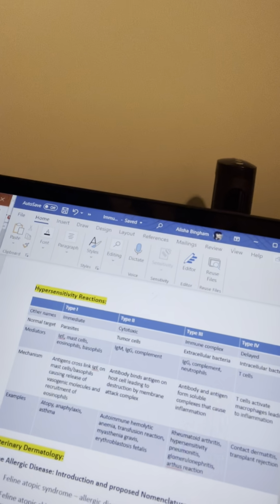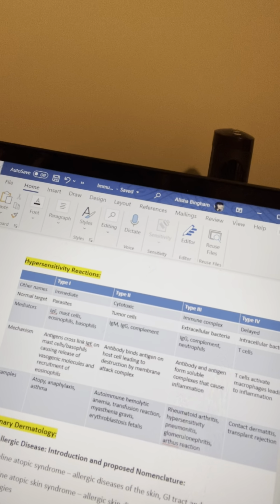And then we have T-cell mediated hypersensitivity to drugs. Drugs bind to epidermal cells, causing T-cell mediated apoptosis and skin loss, and it can be life-threatening. So overall, here is our chart of type 1, type 2, type 3, and type 4, which I went over, so I'm not going to go over it with you again.